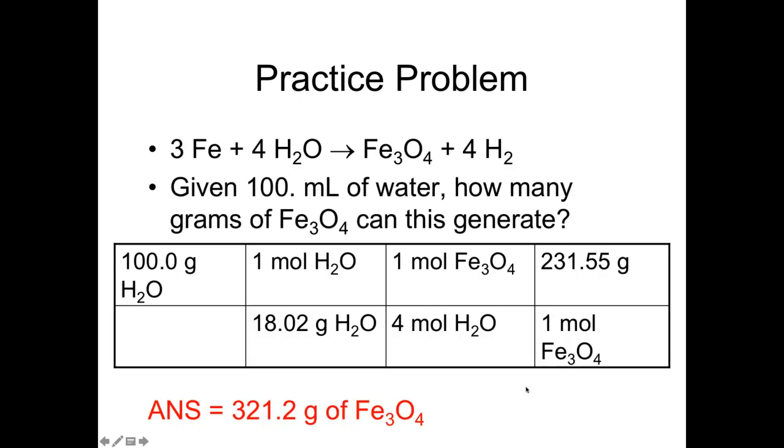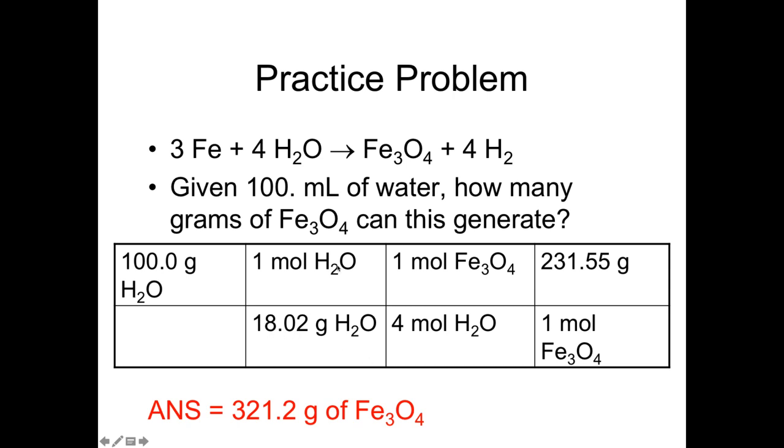Okay, so what's going to happen is I start off with 100 grams of water. So I'll have 100 grams of water in the far upper left. 1 mole of water is going to be 18.02 grams. When you add up 1 oxygen, which is 16, and 2 hydrogens, which are going to be 2.016, you need to round it to the hundredths place, so it'll be 18.02.